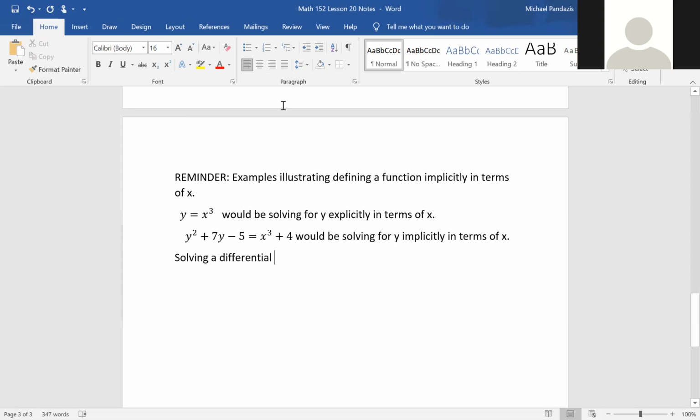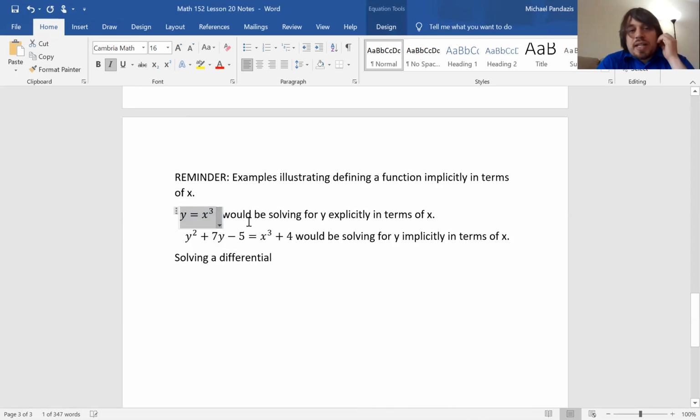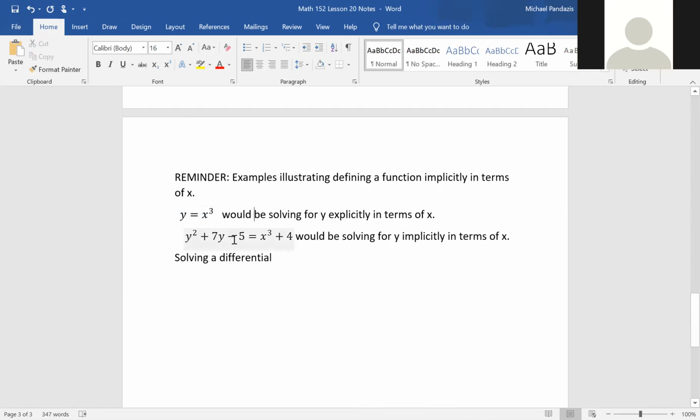Can you explain the explicitly and implicitly thing real quick? Right. So y equals x cubed, that's solving for y explicitly. Does that make sense? Yeah. Y squared plus 7y minus 5 equals x cubed plus 4 is solving for y implicitly in terms of x, because instead of saying y equals something, you're solving for y by saying it's a solution of this equation. Does that make sense? Yeah. Thank you.